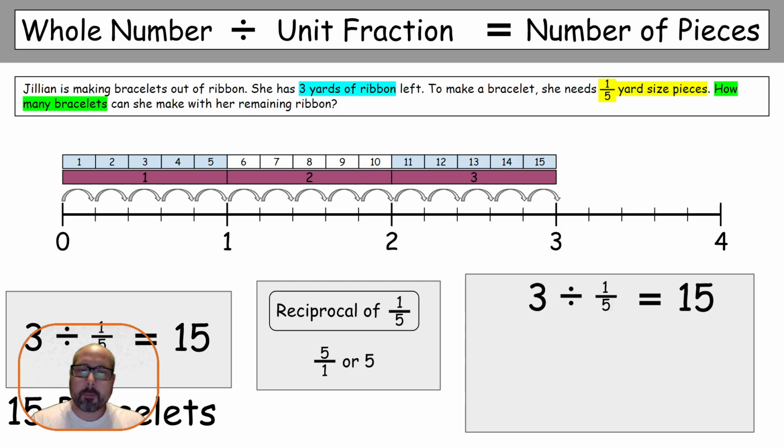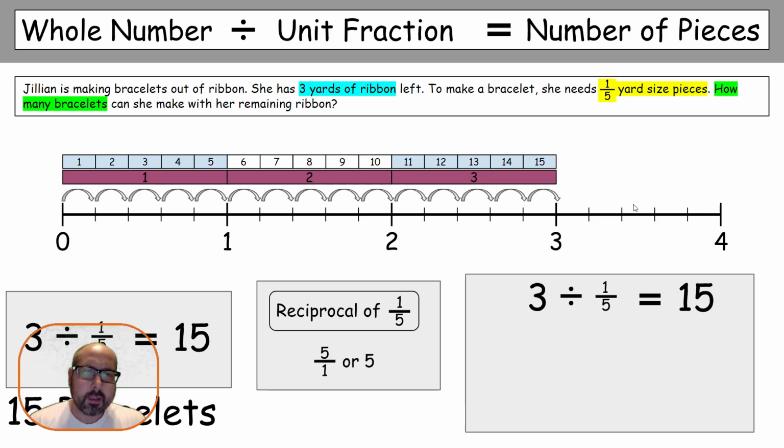Okay, so let's take our original number sentence here. 3 divided by 1/5 equals 15. We already had that all figured out. But let's figure out why this did kind of seem like multiplication. Because if you look here, every time we had a whole, we ended up with 5 pieces. Here's 5, here's 5 more, and there's 5 more. So 5, 10, 15. Seems like 3 times 5.